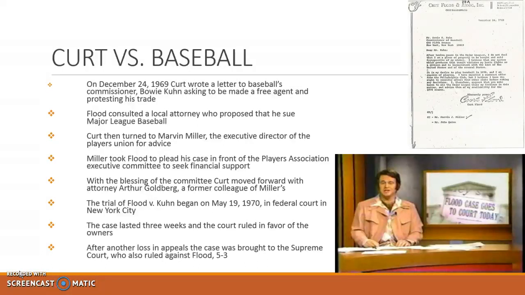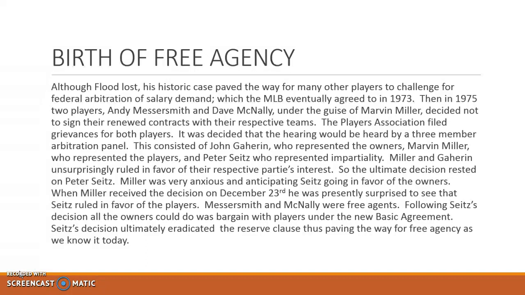The trial of Flood versus Kuhn began on May 19, 1970, in federal court in New York City. The case lasted 3 weeks, and the court ruled in favor of the owners, of course. After another loss in appeals, the case was brought to the Supreme Court, who also ruled against Flood 5-3. Although they ruled against Flood, some of the Supreme Court judges agreed with his logic, but just felt it was an issue Congress had to correct. Thus sparks the birth of free agency.